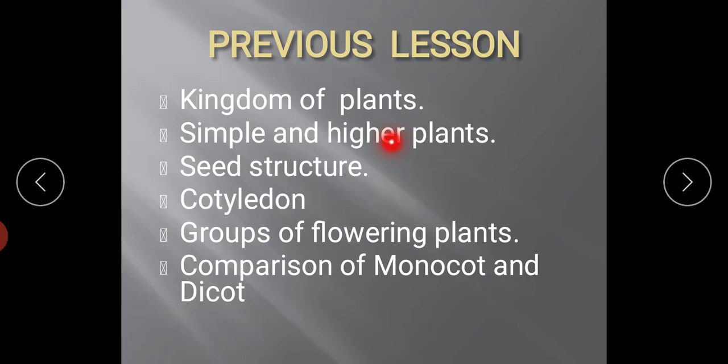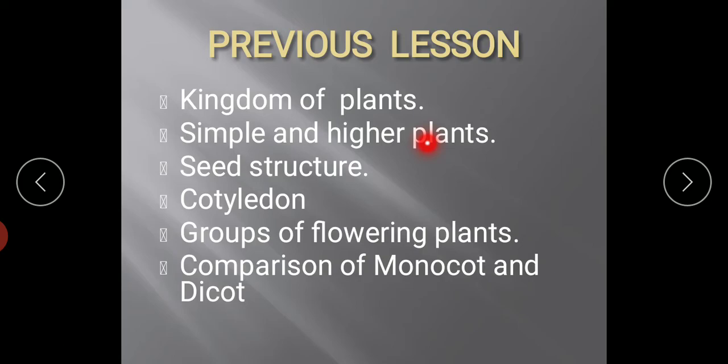Higher plants are gymnosperms and angiosperms. Gymnosperms are non-flowering plants and angiosperms are flowering plants. Gymnosperms can be defined as a group of plants having naked seeds. Angiosperms can be defined as a group of plants having seeds enclosed in fruits. Gymnosperms and angiosperms both are the examples of higher plants.